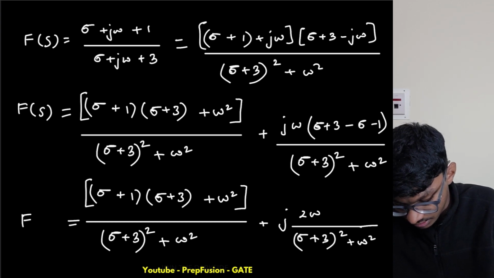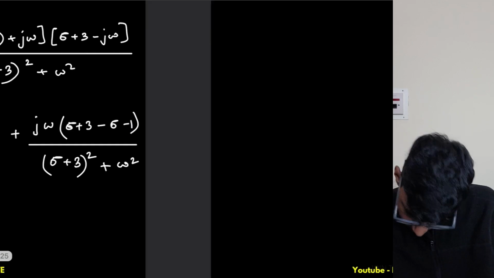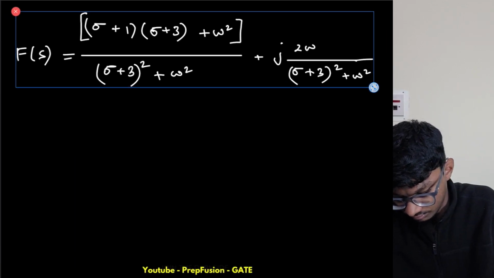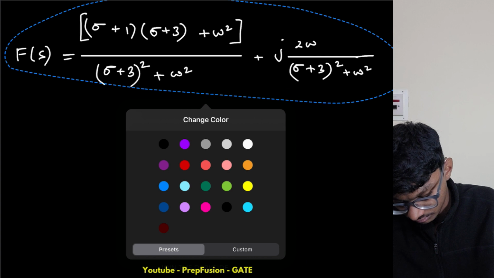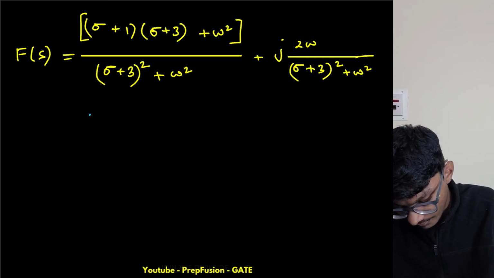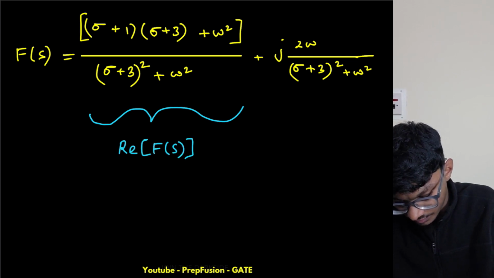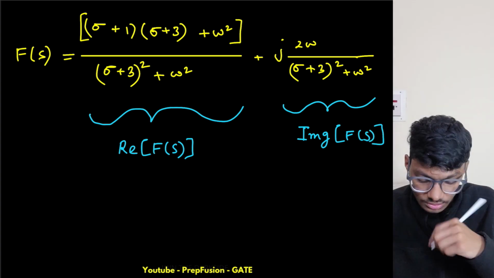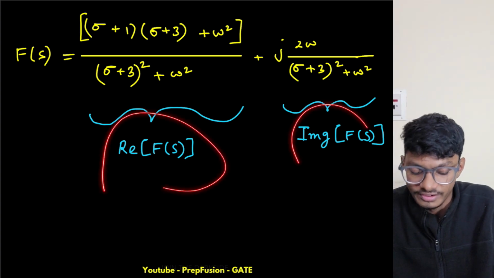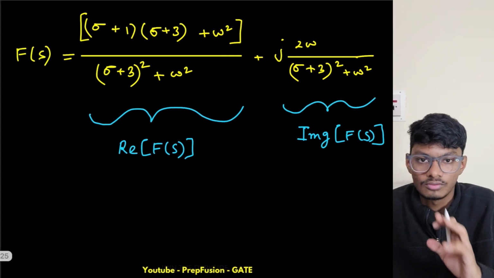Let me take this to the next page. This is my real of f of s. This is my imaginary of f of s. So real and imaginary. We simply vary sigma and omega, and our real part and imaginary part will vary, and we'll just plot our graph. So this is how we basically map the things. Now let's start with contour.